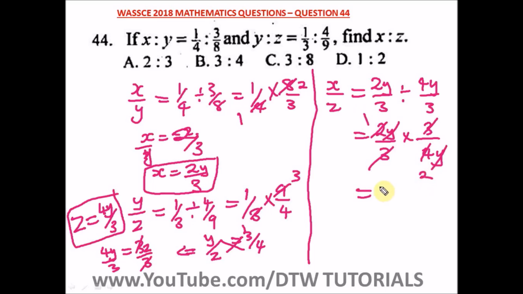We're left with 1 over 2. So x over z is 1 over 2, which is what? x ratio z is equal to 1 ratio 2. So this is our answer, and our right option here is option D.